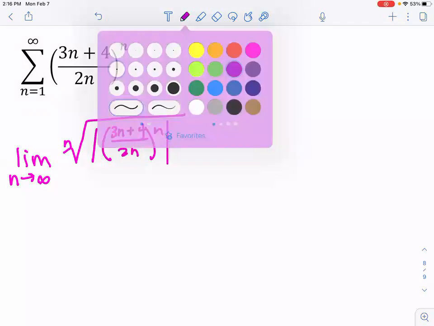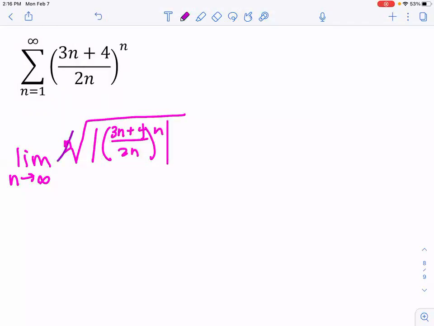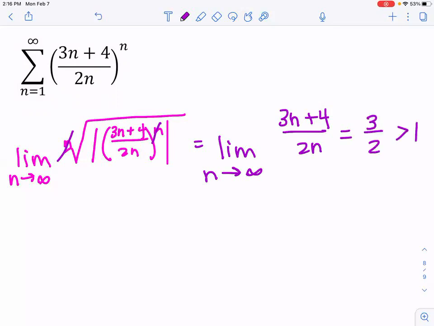So the nth root and the nth power are going to cancel, and we have the limit as n approaches infinity of 3n plus 4 over 2n. Aiden, what is that limit? Which is bigger than 1. This diverges.